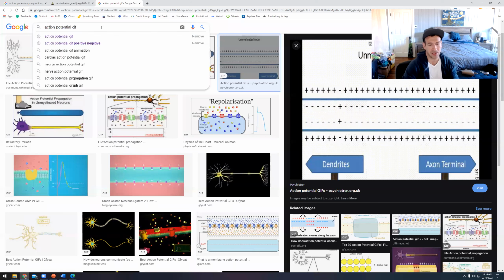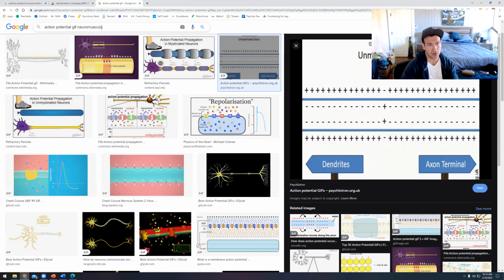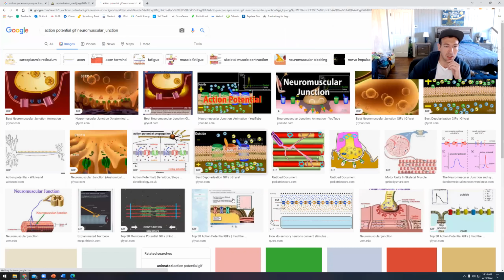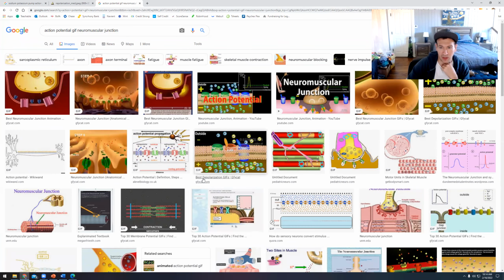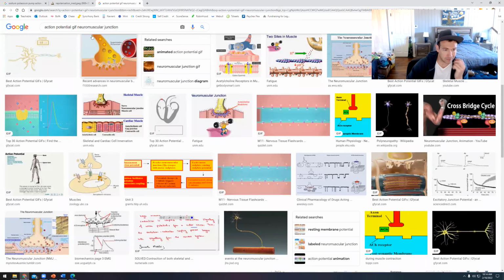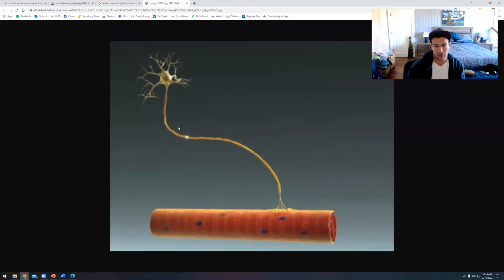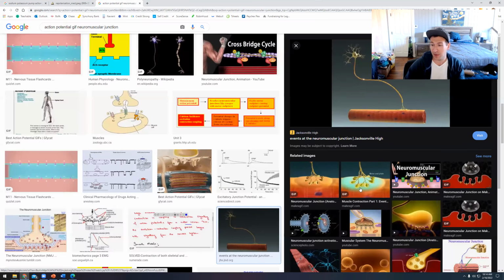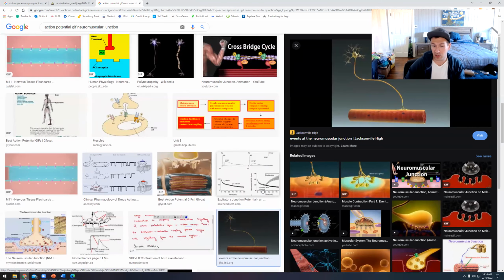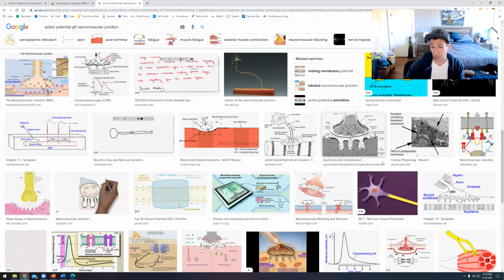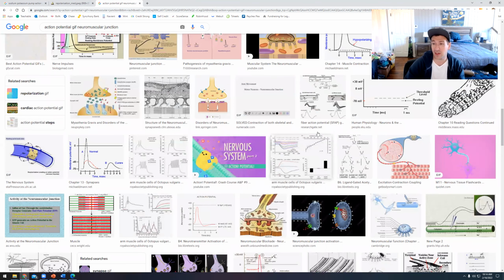Let's see, action potential, neuromuscular junction. So a neuron will zap a muscle fiber. If I can find the right GIF, there we go. And it'll look like this. Oh, it's not animated. Well, all right, so this electric signal will travel down, and then it will run across the muscle cell and trigger an action potential in the muscle cell. And then the muscle cell will contract. That's why we need sodium and potassium. We need to make sure we have those electrolytes.